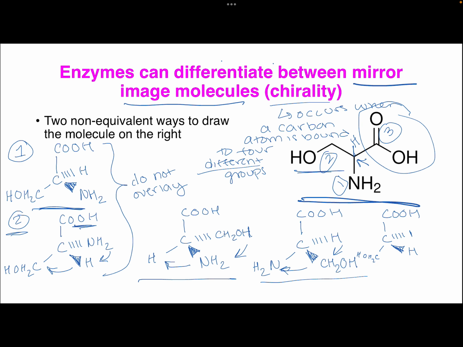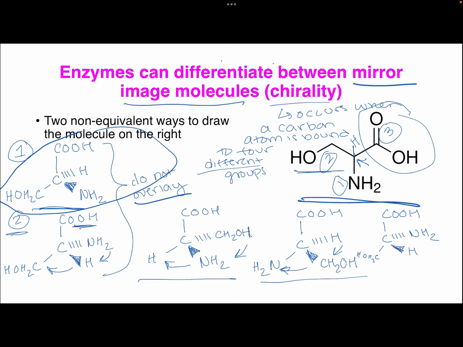We end up back where we started, and we never had a version of this that we rotated that looked like this. So these don't overlay. These are called chiral, all right? And most of the time, a reaction is going to make some amount of both of these.